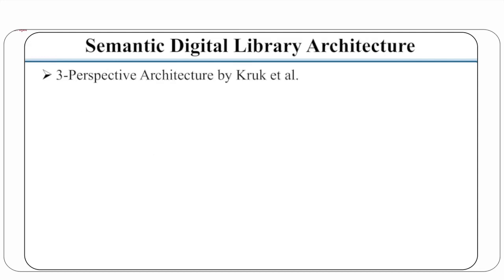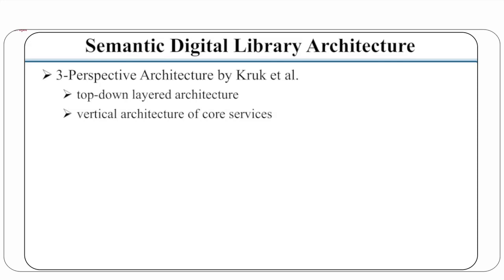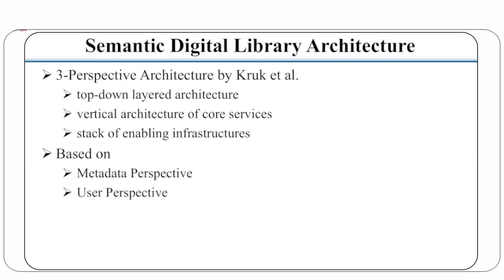system. Kruk and his co-authors have provided the architecture of semantic digital library from three perspectives. Number one, top to down layered architecture. Number two, vertical architecture of core services. And number three, stack of enabling infrastructures. This architecture has been derived based on the metadata perspective and user perspective of semantic digital library.